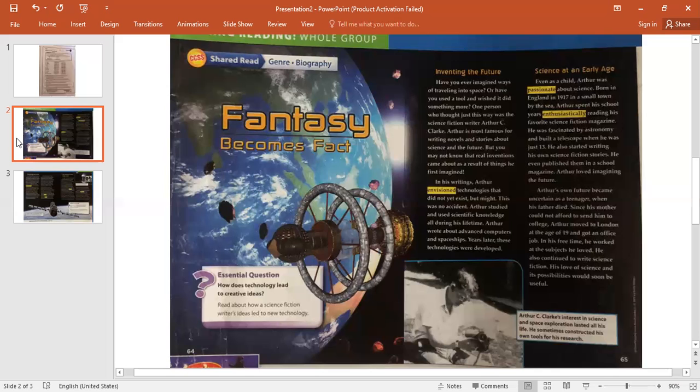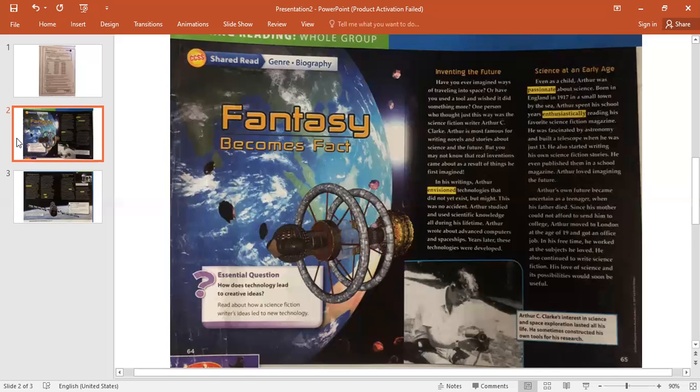All right, Arthur's own future became uncertain as a teenager when his father died. Since his mother could not afford to send him to college, Arthur moved to London at the age of 19 and got an office job. In his free time, he worked at the subjects he loved. He also continued to write science fiction. His love of science and its possibilities would soon be useful.